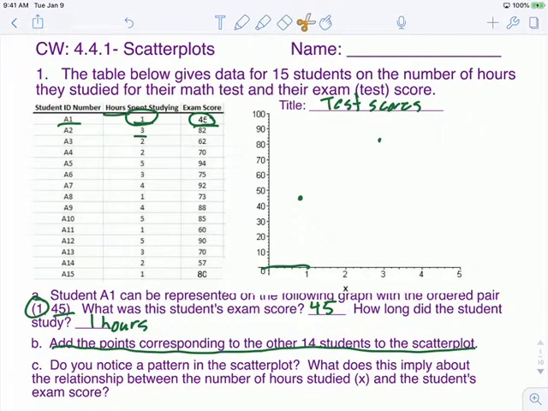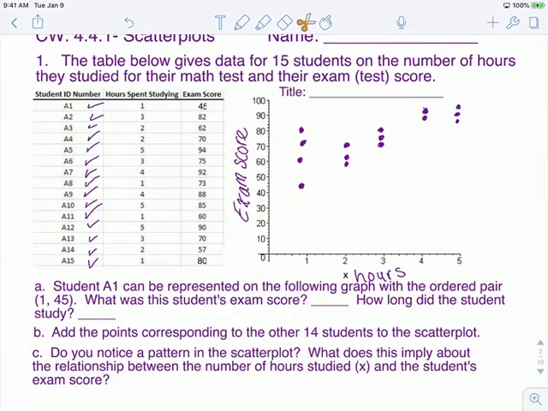Okay, let's take a look at this all graphed out here. Graphed out, it should look something like this. These are just roughly my points here. Then of course I've got my labels of hours and exam score. So once I've gone through and added all these, it says for C, do you notice a pattern in the scatter plot? What does this imply about the relationship between the number of hours and the student's exam scores?